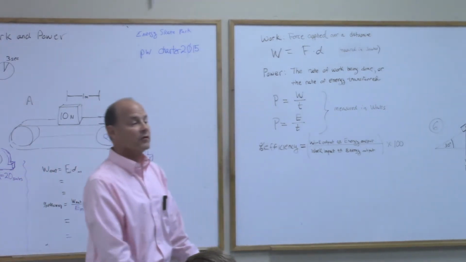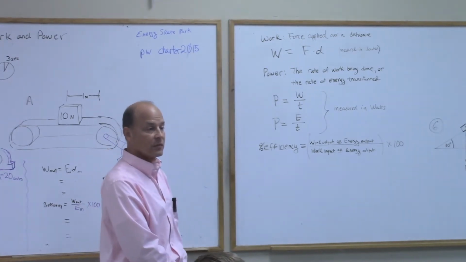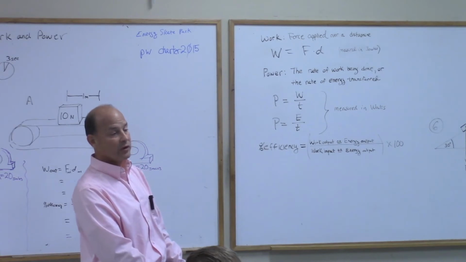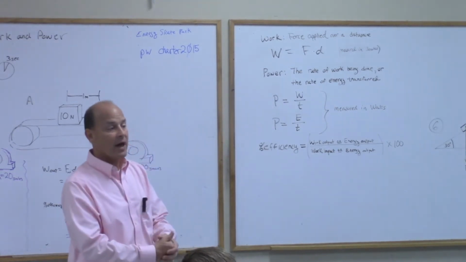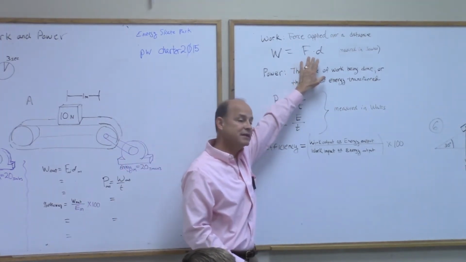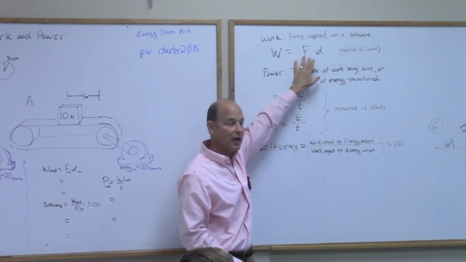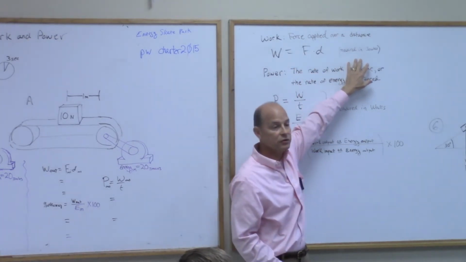In order for there to be work done, an object has to move. So for an object to move, there has to be a force pushing on it. And we determine the amount of work done by simply multiplying the amount of force times the distance that force is applied. And we measure work in joules.